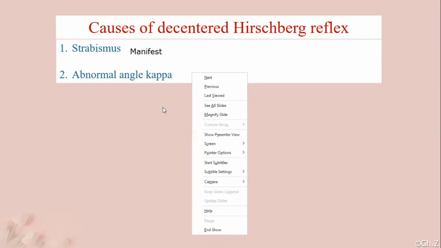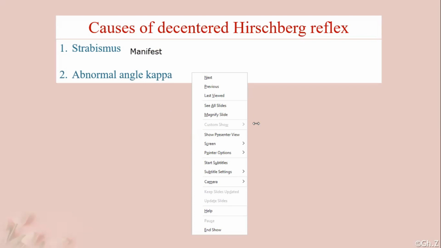And the second is abnormal angle kappa. Don't say pseudo esotropia or pseudo exotropia, because when it comes to pseudostrabismus, we have causes for pseudostrabismus. For example, we have an epicanthal fold for pseudoesotropia, but an epicanthal fold doesn't lead to a decentered Hirschberg reflex. So you have to be specific.